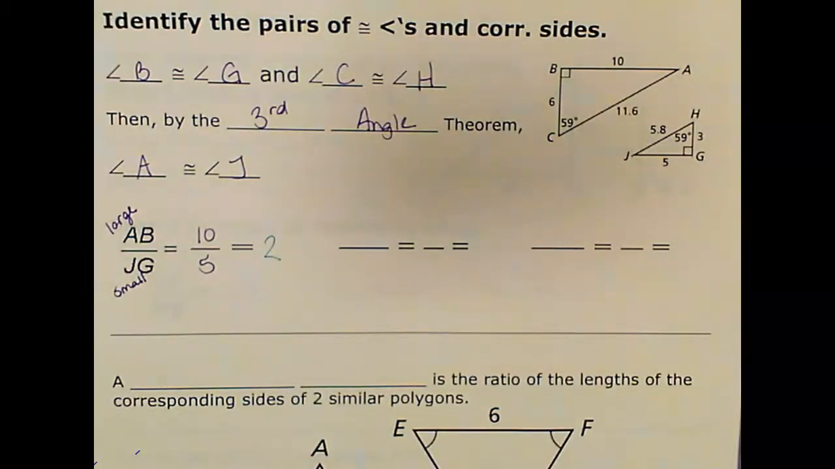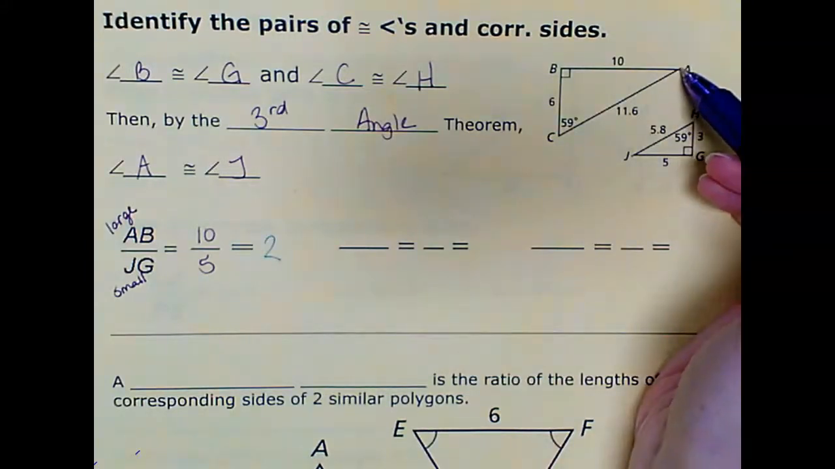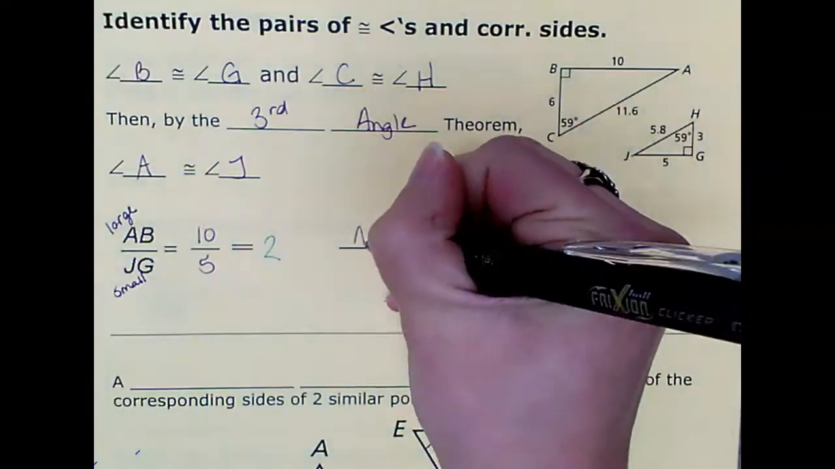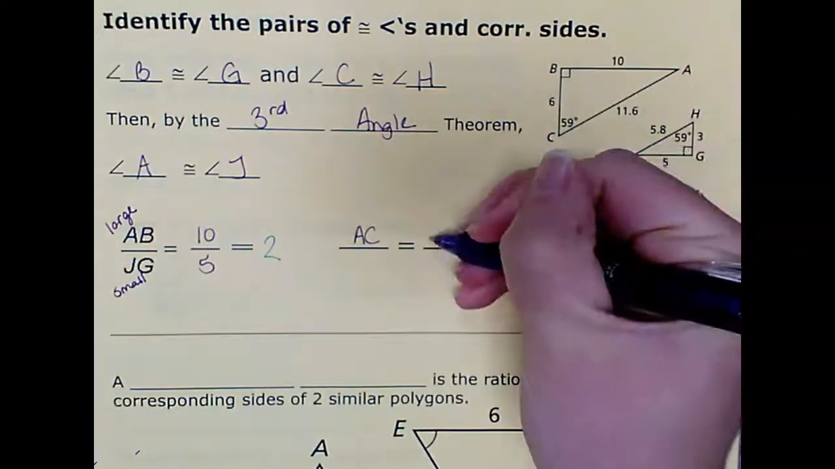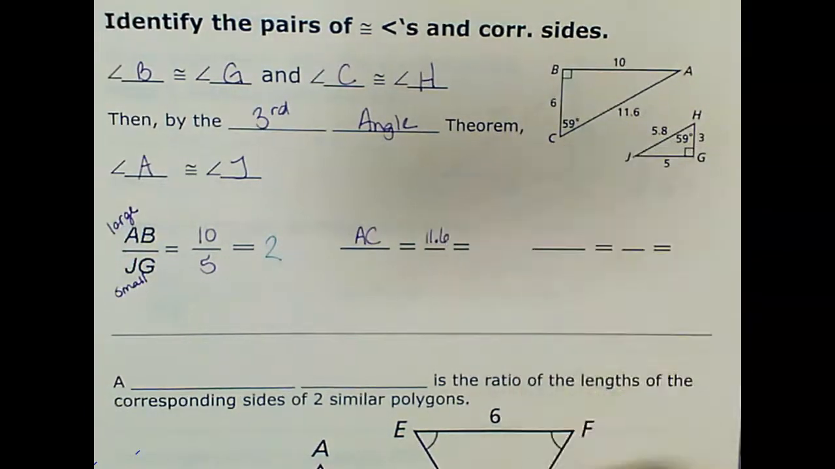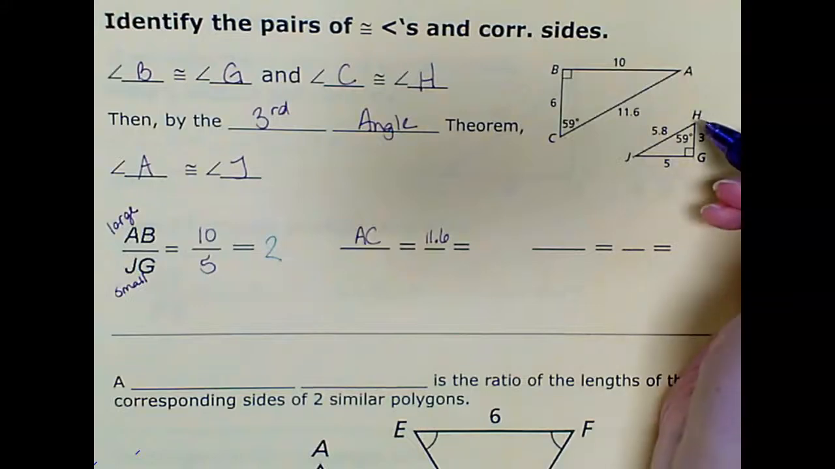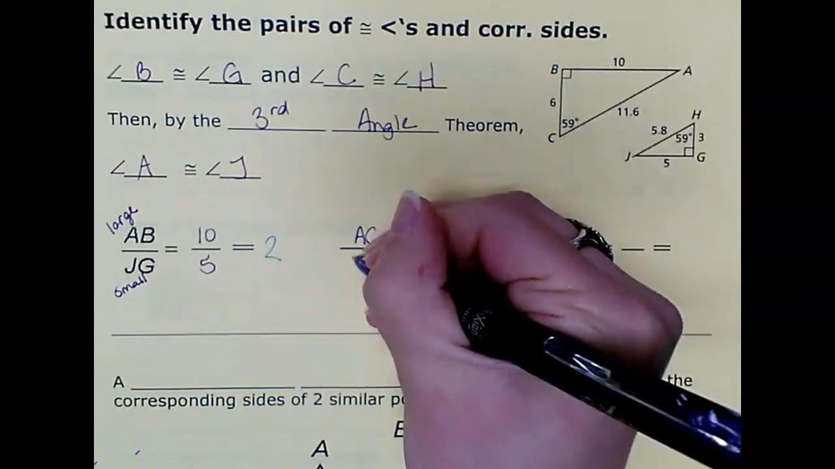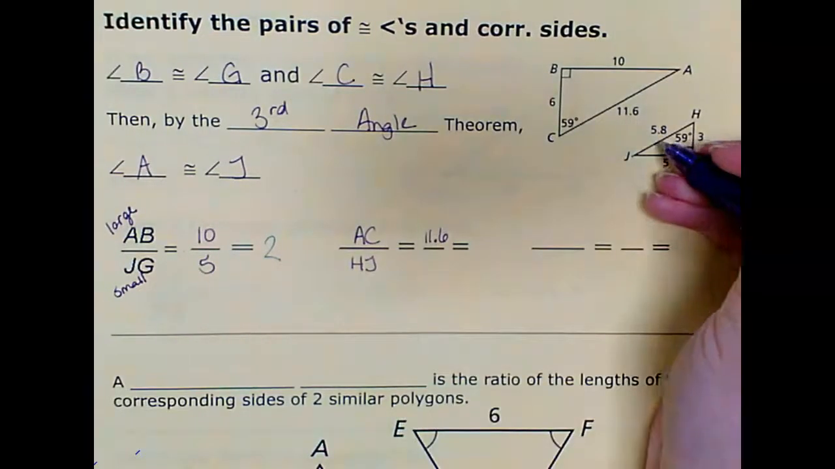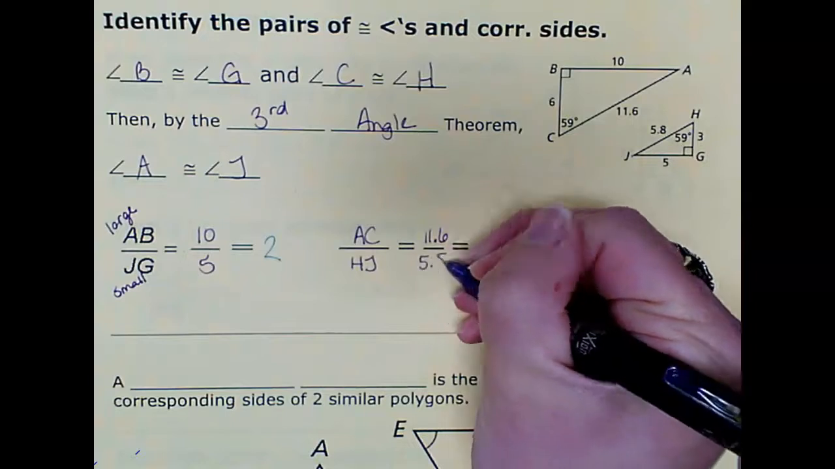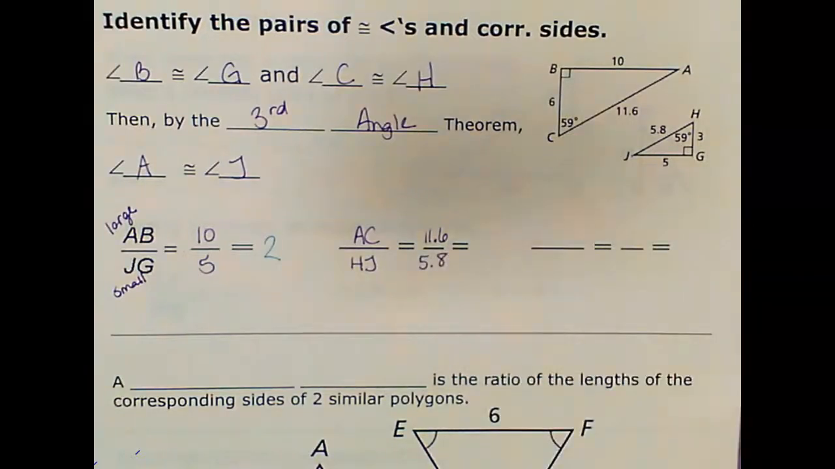Now I need to find another ratio, and I'm going to go from large side to small side. So let's go ahead and take the hypotenuse of the large side, AC. That's 11.6. And the hypotenuse of the small triangle is HJ. That's 5.8. And when I divide 11.6 by 5.8, I end up with 2 again.